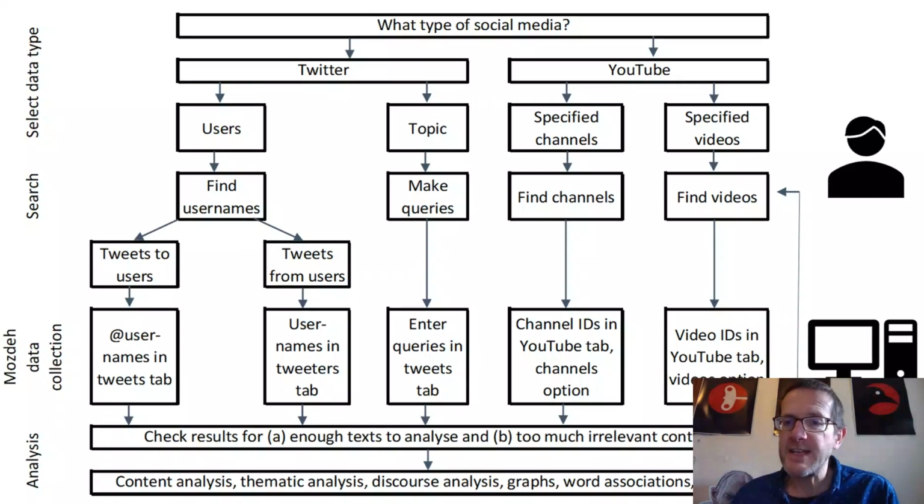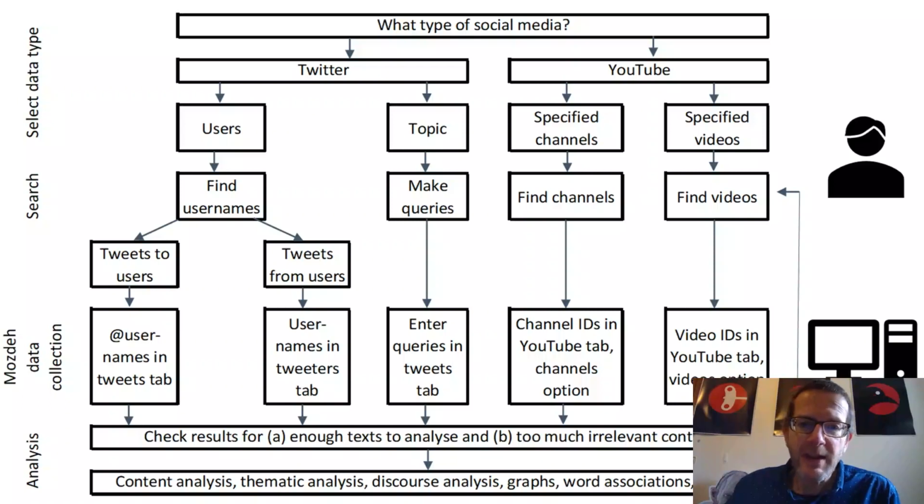But once that data collection stage is completed, then the pre-final stage is to check the results to make sure that you have got good data. First of all, you need to make sure you've got enough data. And today we've run pilot tests, so the answer is probably no, I haven't got enough data, because we haven't had enough time to collect enough tweets. And then the second thing you need to check at this stage is whether there is too much irrelevant content. Maybe your queries didn't really work out, so you've got lots of irrelevant tweets.